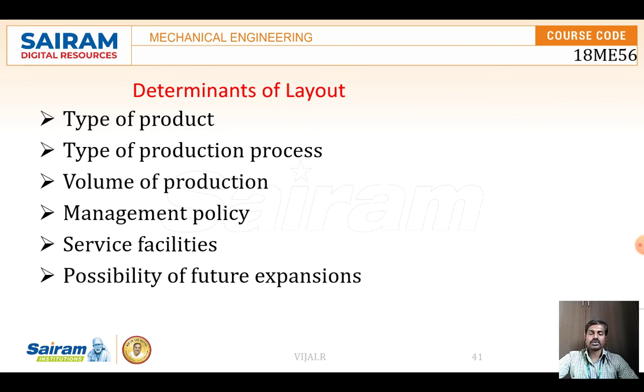Already we have seen the types of production, and the volume of production, how many components should be produced. Whether we are going to introduce an automation system or not is a management policy. How much technology we are going to invest in, what service facilities are there, and what the future possibilities are. If there is a decision for future expansion, then the layout should make it easier to expand in future. These are all the determinants of the layout.